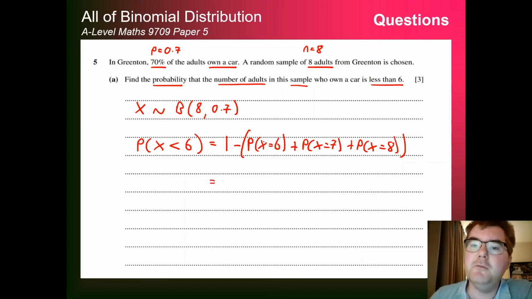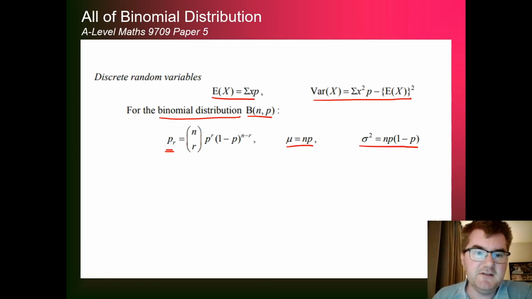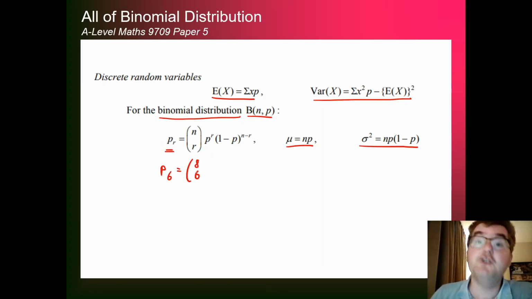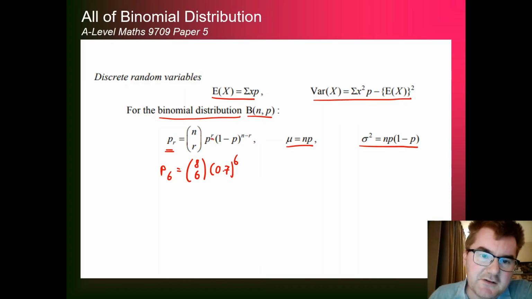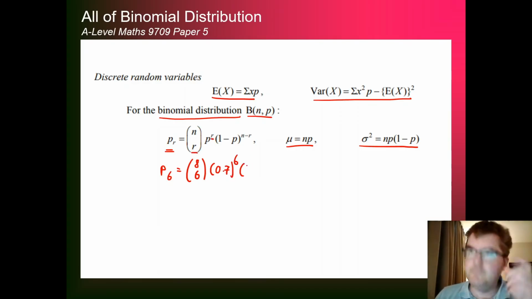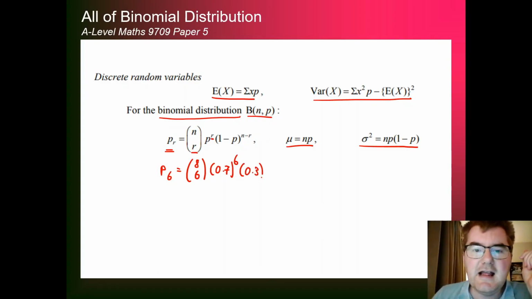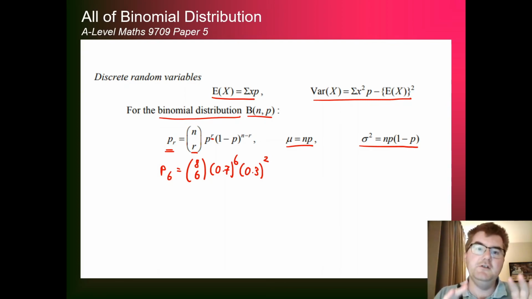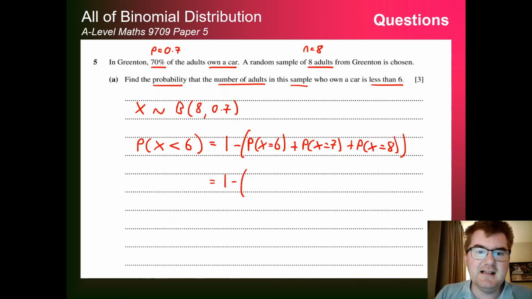Now, how do we work out the probability of 6 actually having a car? Well, this is where that formula comes in that we looked at before. So if we go to this formula here, we want to work out P(6). So we're going to do 8C6. Again, I'll show you on the calculator exactly what to click. And then we want the probability of success, which was 0.7 in this case, to the power of 6. These two numbers are the same. And then the against probability here, so 0.3. And then these two numbers have to add up to 8, so this has to be 2. So we're going to be using that formula and applying it 3 times so we can work out those probabilities separately. So let's go to the question.